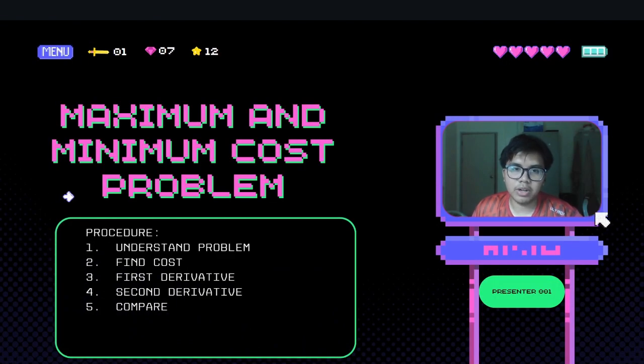And this is our procedure to solve maximum and minimum cost problems. First step, we need to understand the problem, and then we need to find the cost function to help us find the first derivative and second derivative, and the second derivative helps us compare which one is maximum or minimum.